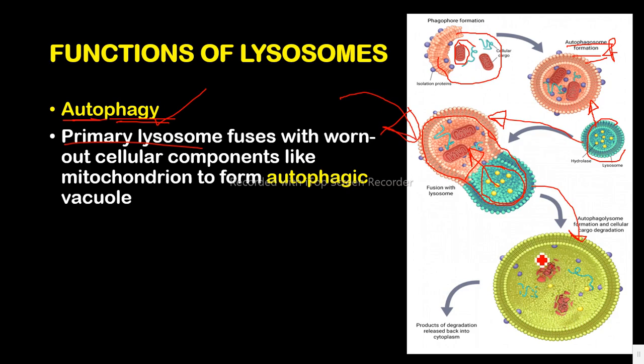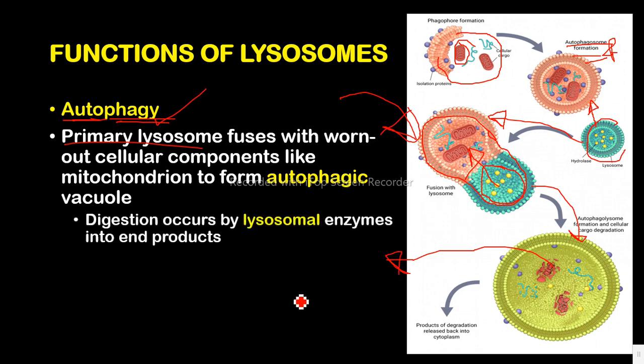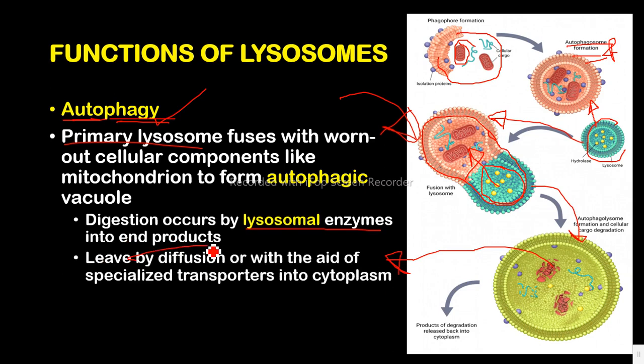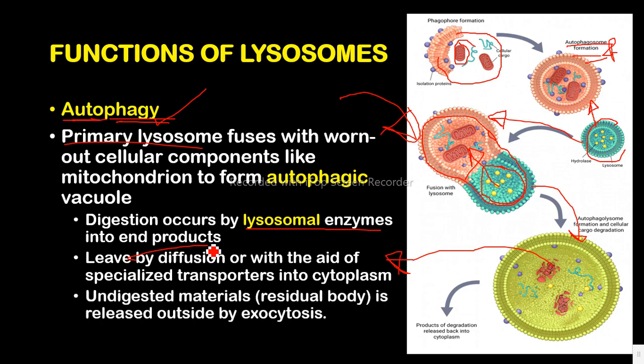So this process is what we refer to as autophagy. That's simple. Digestion occurs by the lysosomal enzymes into end products, and the soluble ones are absorbed back into the cell, and the non-soluble ones will be transported out by exocytosis. I hope that one is okay.